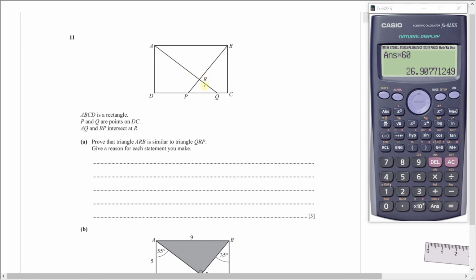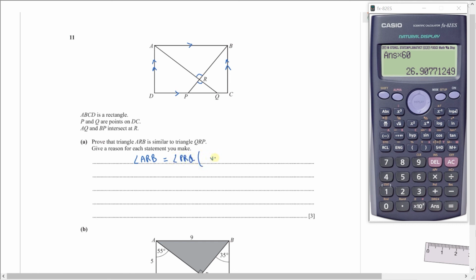Question 11: ABCD is a rectangle. P and Q are points on DC. AQ and BP intersect at R. Prove that triangle ARB is similar to triangle QRP. Give a reason for each statement you make. Since this is a rectangle, this line is parallel to this line, and line AD is parallel to line BC. Since these are straight lines, this angle will be equal to this angle because they are vertically opposite angles. So first, angle ARB equals angle PRQ.